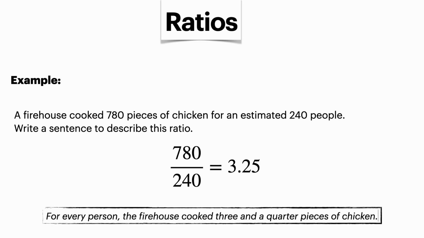For every person in the firehouse, they cooked 3 1/4 pieces of chicken. This is how we could write that as a sentence.